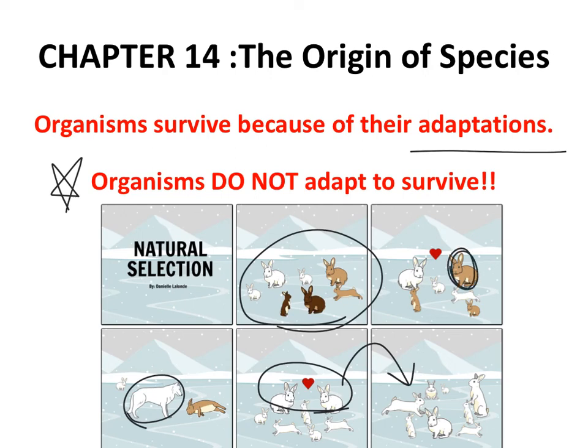This brown rabbit here did not change his DNA. He was just out of luck from the get-go. So they are not adapting to survive. They just coincidentally survive or not based on the DNA that they have.